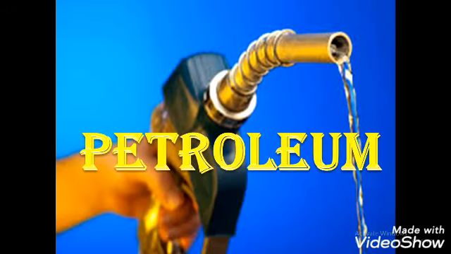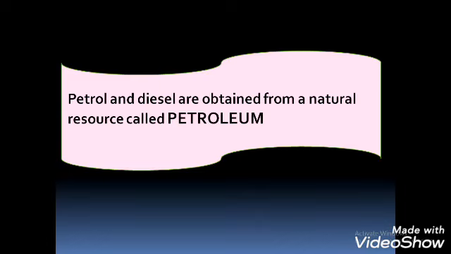Petroleum. You are very familiar with this word. You know that petrol is used as a fuel in light automobiles such as motorcycles, scooters and cars, and also heavy motor vehicles like trucks and tractors run on diesel. So petrol and diesel are obtained from a natural resource called what? Petroleum.